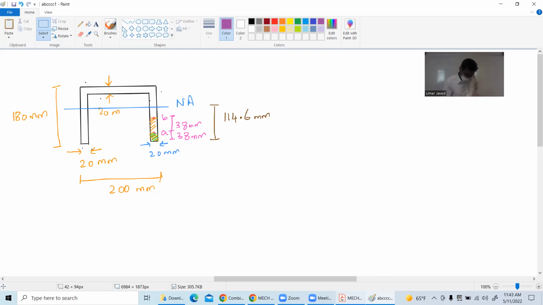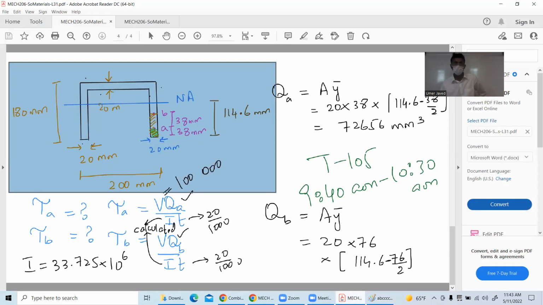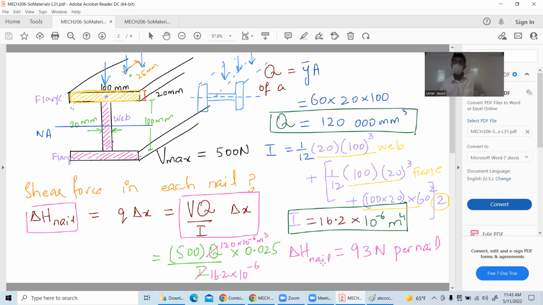When we say delta H, what is delta H nail? The force that nail is being subjected to. Delta H that you found was the Newton per nail. So let's go back if you want. Delta H nail, 93 Newton per nail. So delta H that you calculated is 93 Newton per nail per delta X. So we can say that 500 Newton was being applied, but 93 Newton is subjected to per nail.